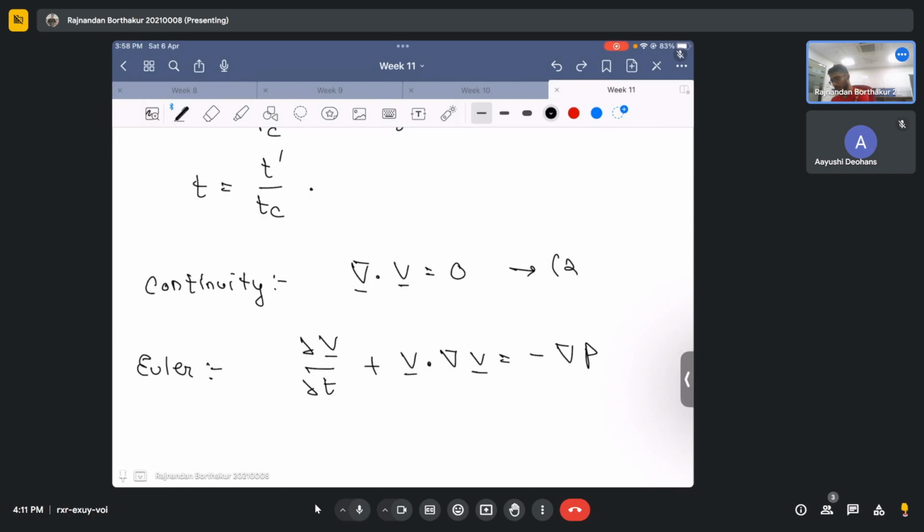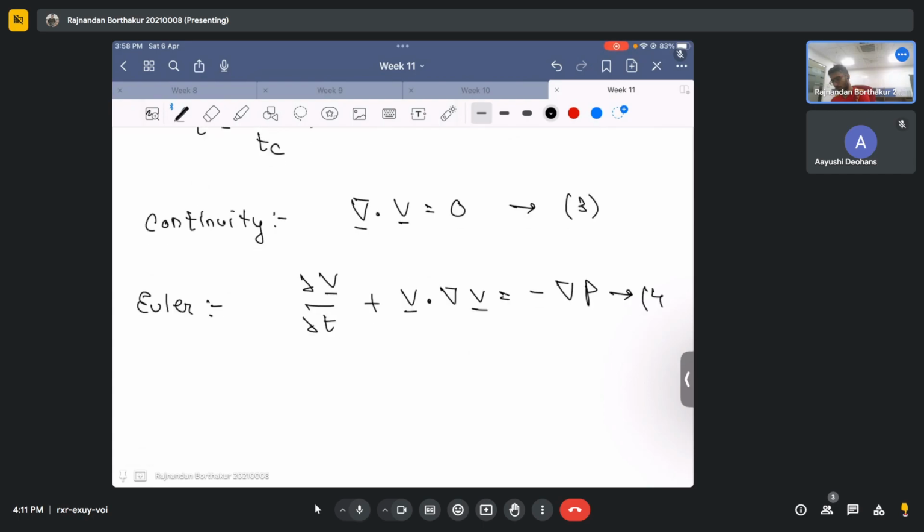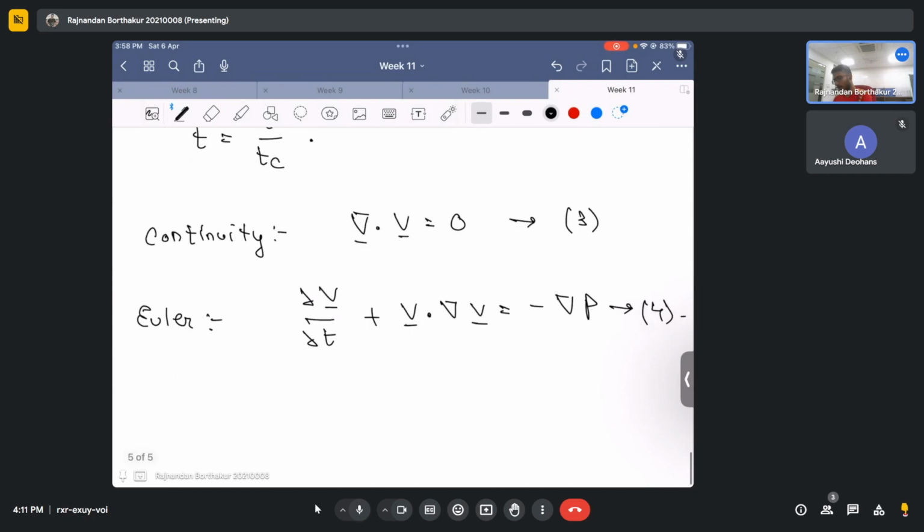Sorry, I hope this should be 3 because we had 2 over there, and this is equation 4. All right. So now we have derived the governing equations of the total velocity, total non-dimensional velocity, and the total non-dimensional pressure, which essentially are the continuity and the Euler equation.